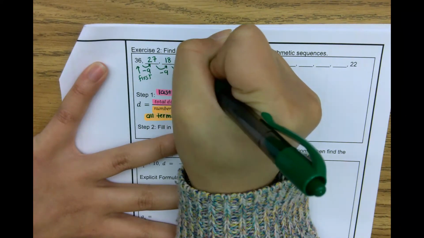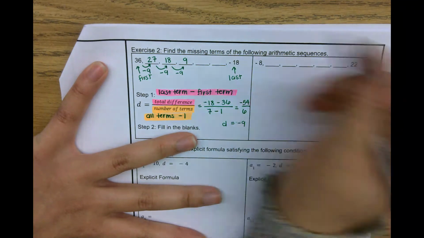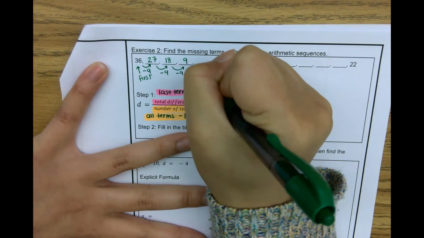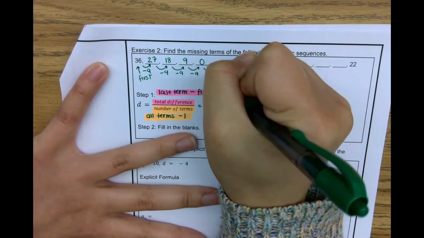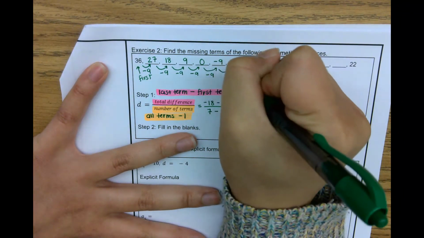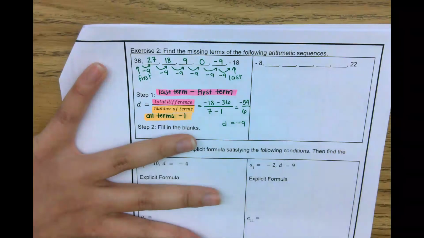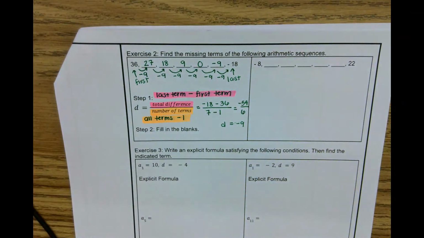Subtract 9 again. 18 minus 9 is 9. Subtract 9 again. 9 minus 9 is 0. Subtract 9 again. 0 minus 9 is negative 9. Subtract 9 again. Oh, look, that's negative 18. That is my last term.